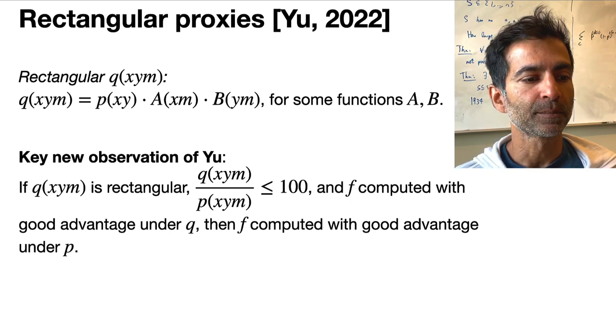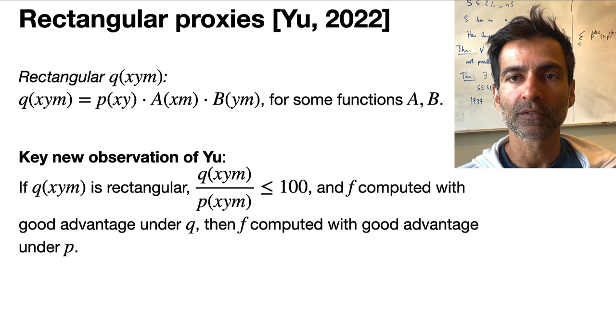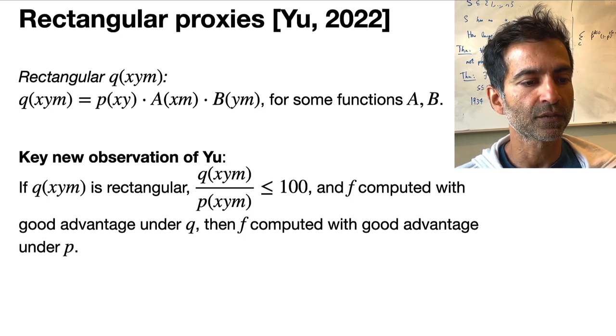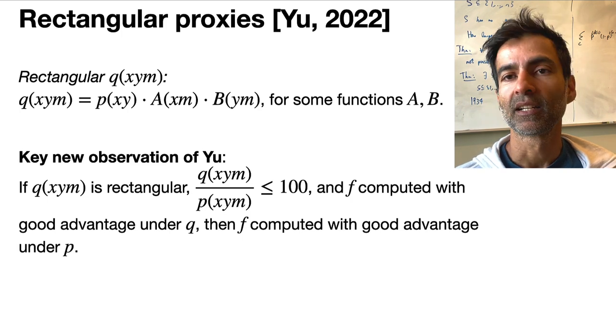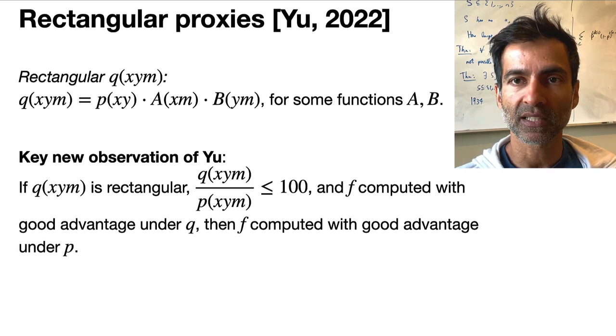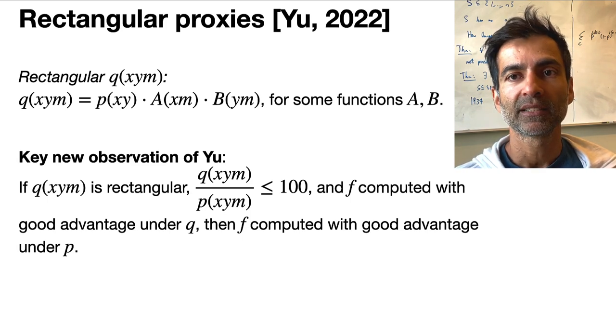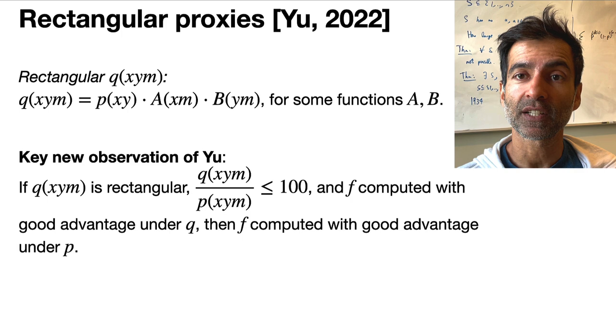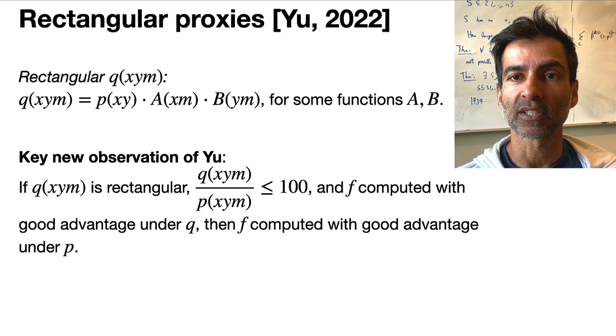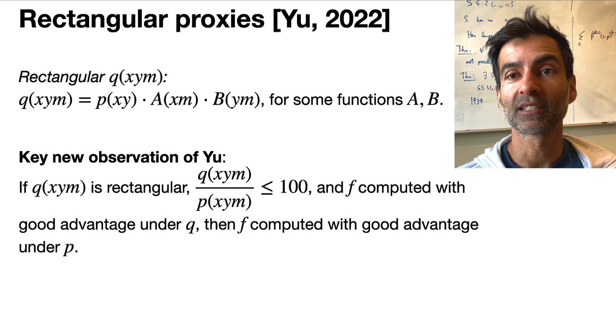The definition is very simple. So we'll say that Q is rectangular with respect to P if Q satisfies this formula for some functions A and B. Okay, so Q has to look like the probability of xym has to be the product of the probability of xy according to P, times two functions A of xm and B of ym. Now a protocol distribution does satisfy this property. So every protocol distribution is rectangular. Okay, that's easy to see. But the space of rectangular distributions is much bigger.